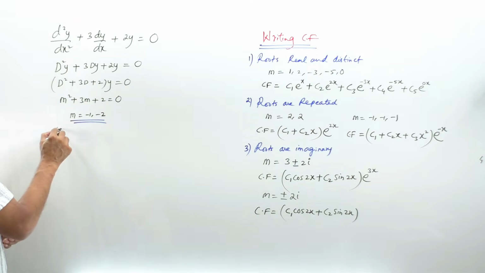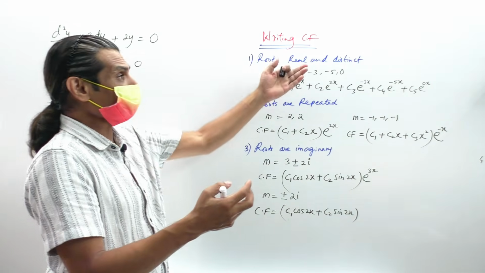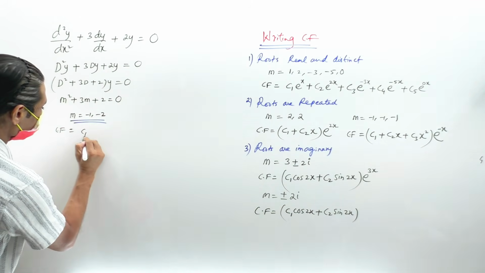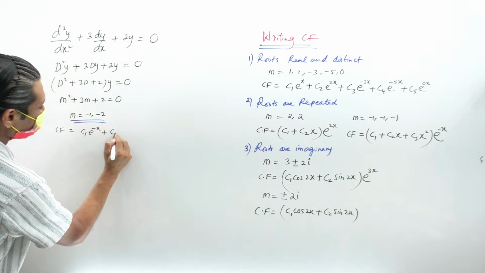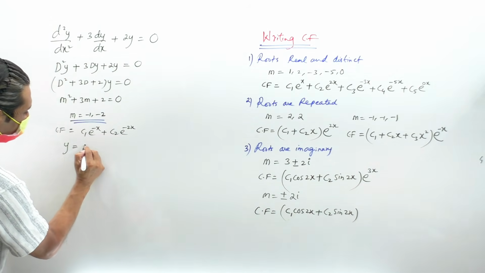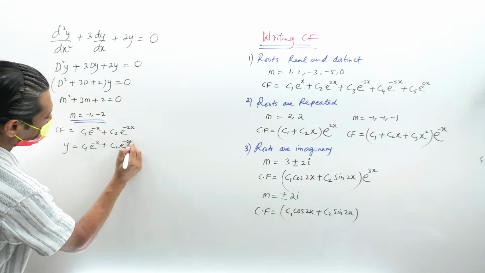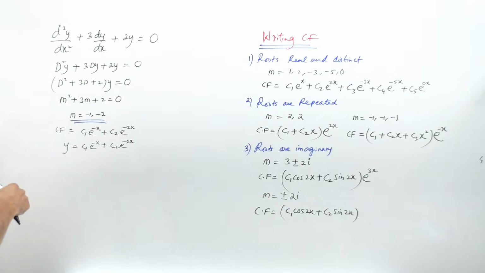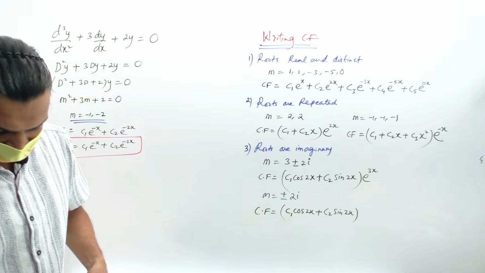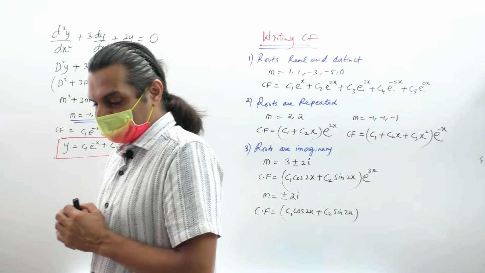Therefore the complementary function CF is equal to what? The roots are real and different here. -1 is different from -2. So C1 e raised to -x plus C2 e raised to -2x. Therefore the solution y is equal to C1 e raised to -x plus C2 e raised to -2x. That's it. That's the solution, because the solution is only the complementary function. That's all. Agreed? This is a very simple question.